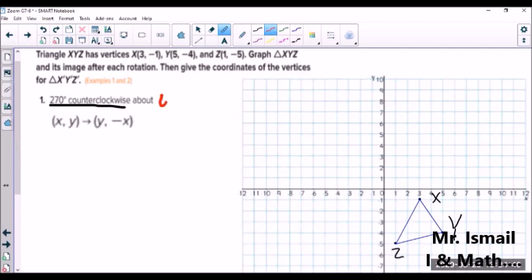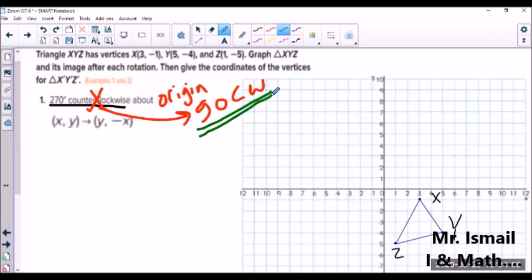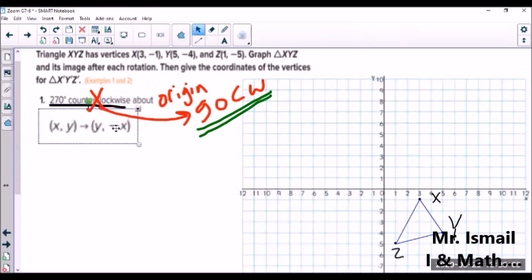Sorry, this is about the origin only. So 270 counterclockwise is the same as 90 clockwise. So I will cross this one out and solve only this. I will use the rules for 90 clockwise. The rule for 90 clockwise, (x, y), it will be (y, -x). You have to switch and you have to multiply x by minus, not y like the previous one.